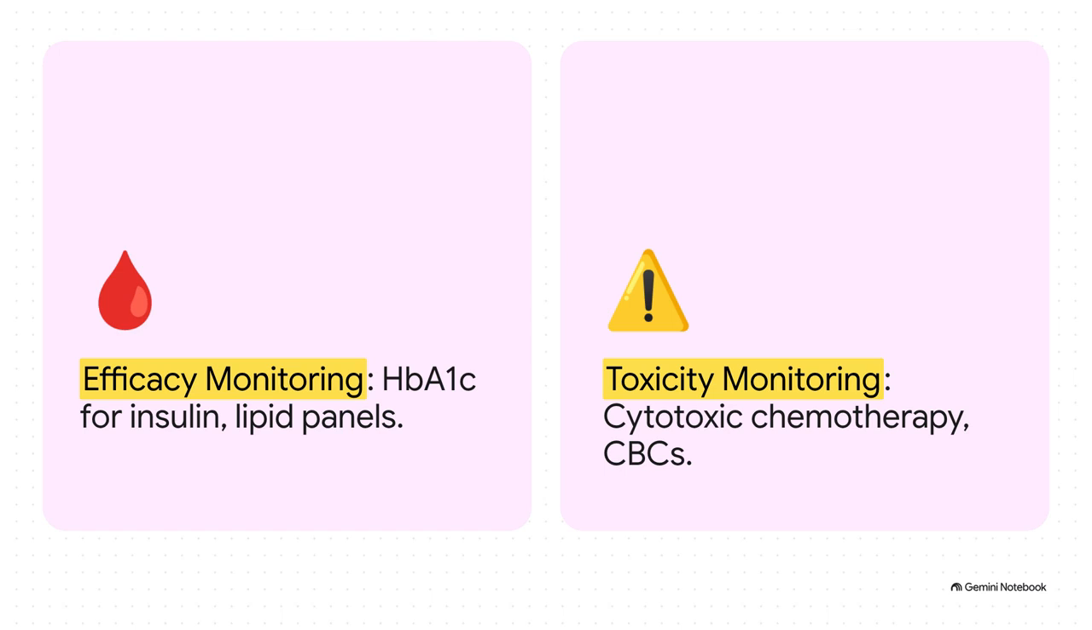Efficacy monitoring, like checking that HbA1c, just tells the provider, hey, is this drug actually working to control the disease? Intensive toxicity monitoring, on the other hand, is specifically designed to watch for life-threatening adverse effects of a highly dangerous therapeutic agent. We're talking about things like cytotoxic chemotherapy, immunosuppressants, or warfarin, where providers have to order frequent, regular labs strictly to ensure the medication isn't causing severe morbidity or death.